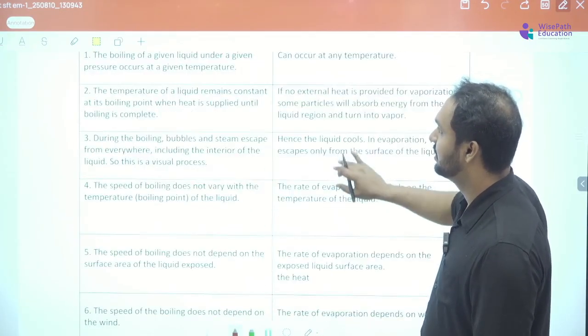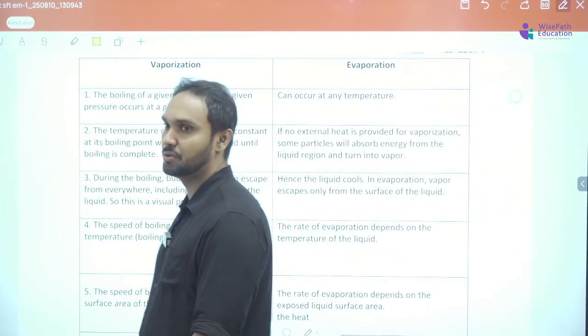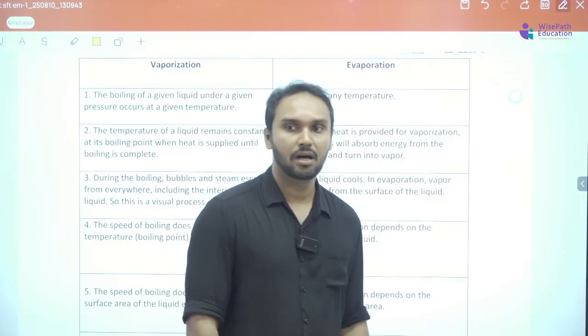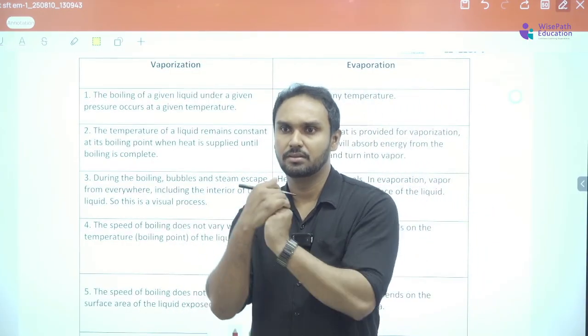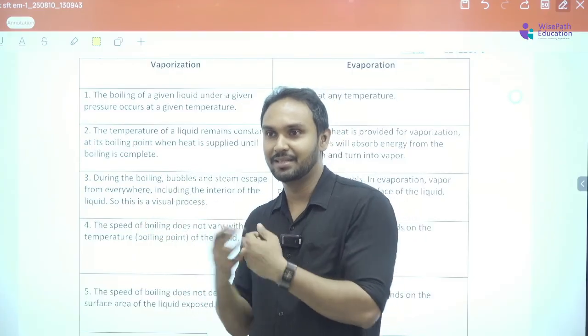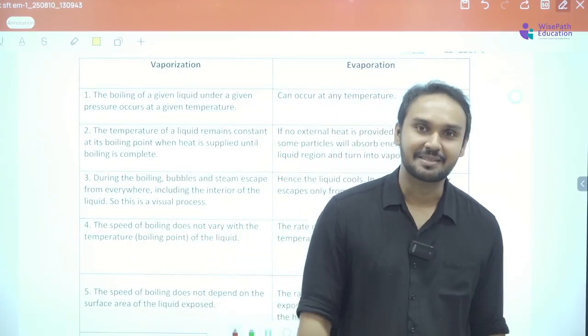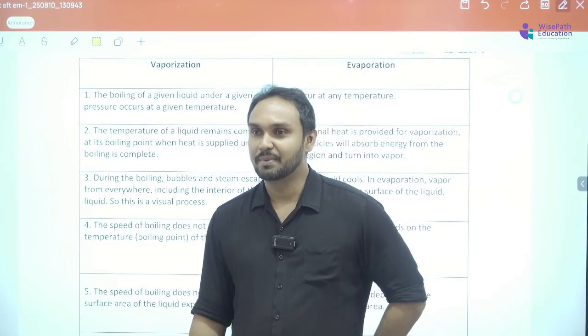Right, now come to this point. What is this point? Vaporization and evaporation. Are those two things or are they the same thing? What do you think? The same thing or two different things? Two different things. That is why they are in two columns, right? Otherwise I would have put them in one column. So yeah, that is two things. So what is the difference between vaporization and evaporation?